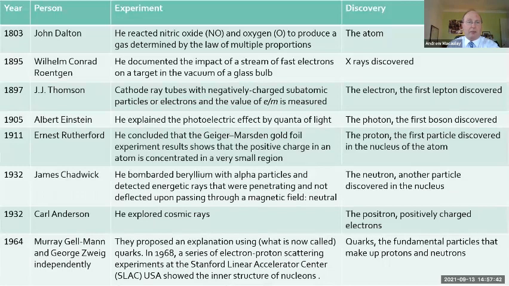We've understood a lot about Einstein's explanation of the photoelectric effect. We've looked at the Geiger-Marsden gold foil experiment and how Rutherford used that to explain the results, showing a very concentrated, positively charged nucleus. And then we've also had a look at Chadwick's discovery of the neutron, where beryllium was bombarded with alpha particles. But in 1932, the same year Chadwick made that discovery, Carl Anderson explored cosmic rays and discovered the positron, which are positively charged electrons.